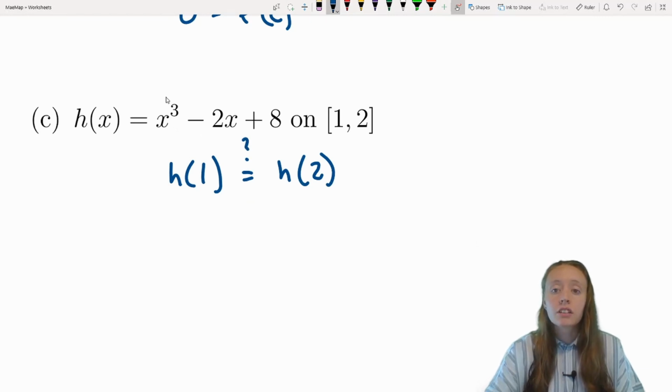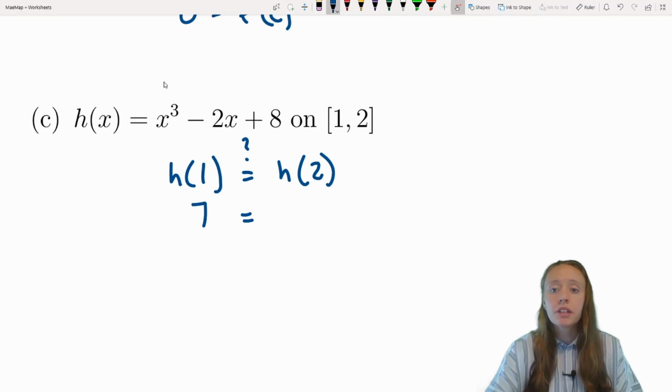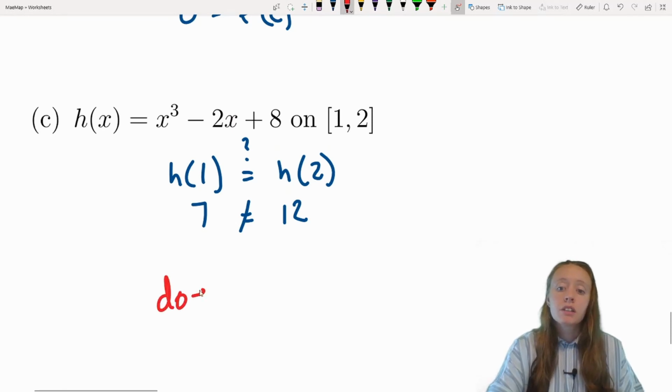Plugging in 1, I'll get 1 cubed, which is 1, minus 2 times 1, so minus 2, plus 8. 1 minus 2 is a negative 1, plus 8 is going to be a positive 7. And then, does that equal h of 2? Plugging 2 in, 2 cubed is 8. 8 minus 2 times 2 is going to be 8 minus 4, plus 8. 8 minus 4 is 4, plus 8 is going to give me 12. 12 does not equal 7, so what are we going to say? We're going to say that Rolle's theorem does not apply.